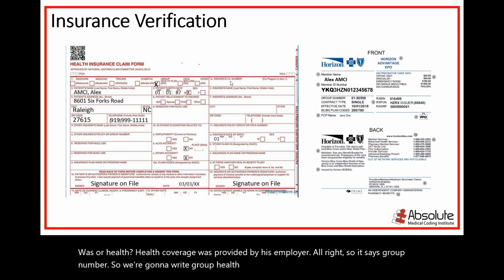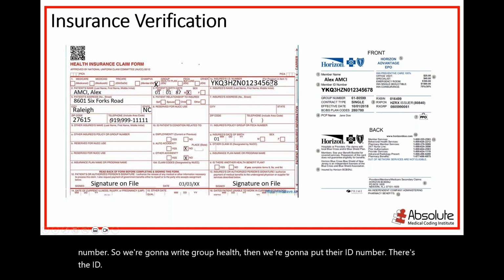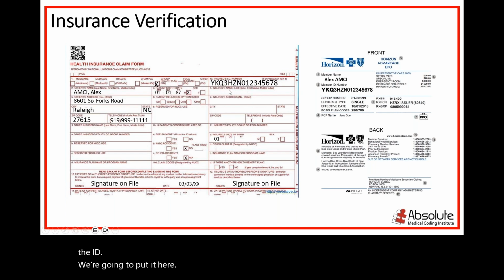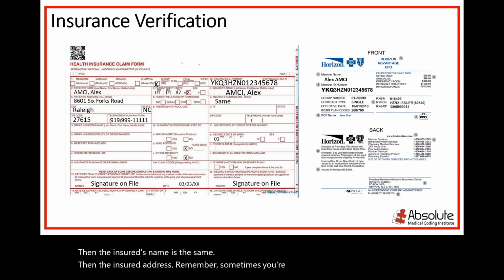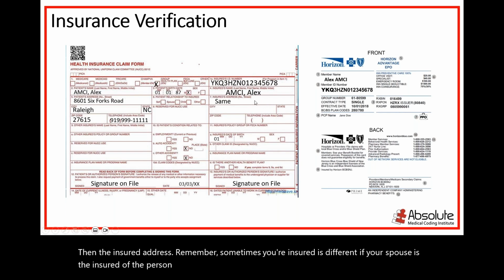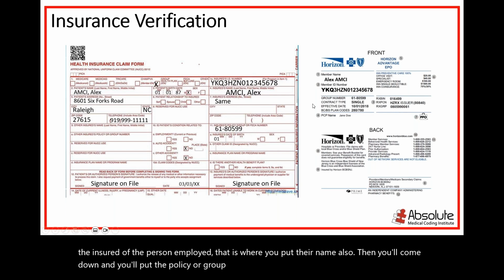Then we're going to put their ID number. There's the ID. We're going to put it here. Then the insured's name is the same, then the insured's address. Remember, sometimes your insured is different. If your spouse is the insured or the person employed, that is where you put their name. Also, then you'll come down and you'll put the policy or group number here.